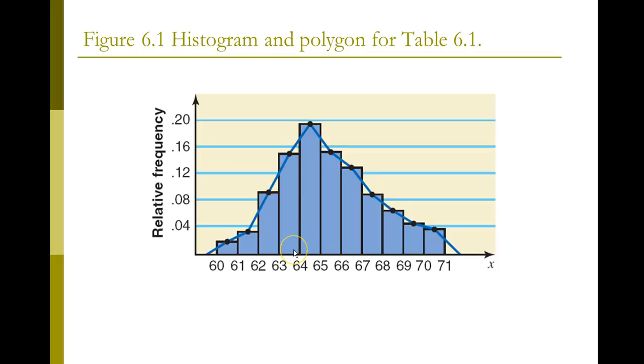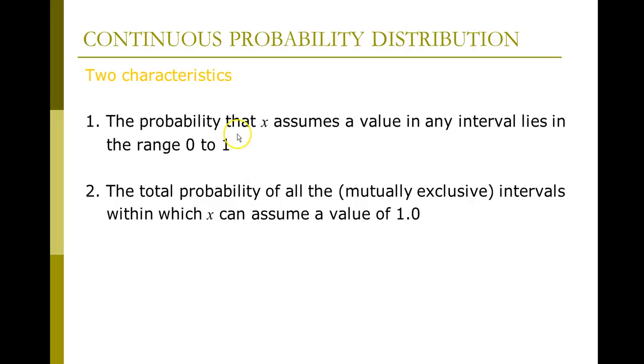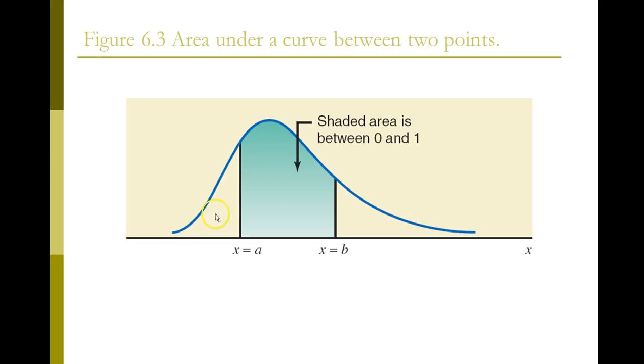The area is going to be the relative frequency, and when you add up the relative frequencies, you're going to get 1. So what's the area of this bar? It's exactly the height, because the width is 1. So when you add up all the areas, you're going to get 1. So we say the probability that x assumes a value in any interval lies in the range between 0 and 1. And the total probability is 1. And so this is a smoothed out version, and this is called a continuous random variable.